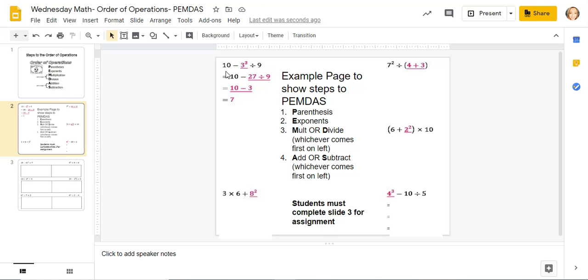Now imagine if you tried to do this problem without following the specific order. You would be in the negative numbers. It would be a crazy decimal negative number mess.